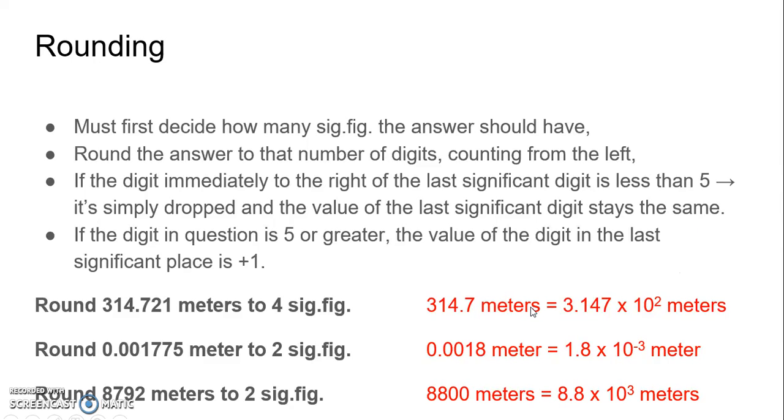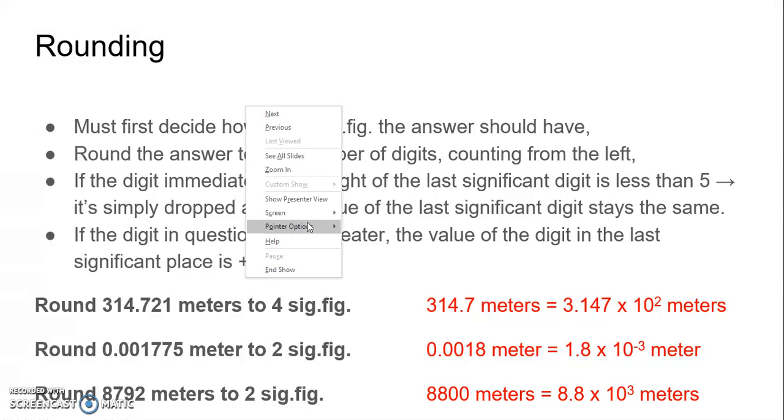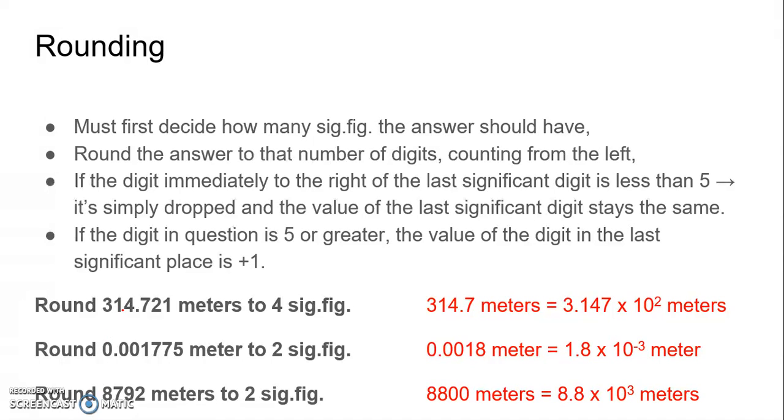So to review this example again, now the task asks you to round these numbers to a number of significant figures. So let's say that they want you to round 314.721 meters to 4 significant figures. Now you would start counting from the left, right? So 4 significant figures: 1, 2, 3, and 4.